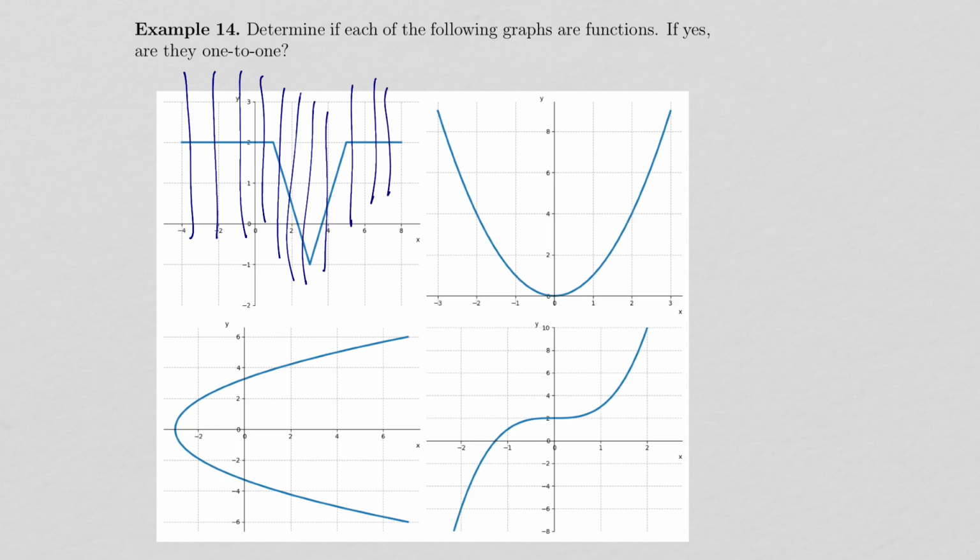Does it pass the horizontal line test? No. Actually here, it intersects twice. Here it's like an infinite number of times. Twice, here one. But it'd have to just intersect once to be a one-to-one function. So the answer to this one is it's a function, but not one-to-one.